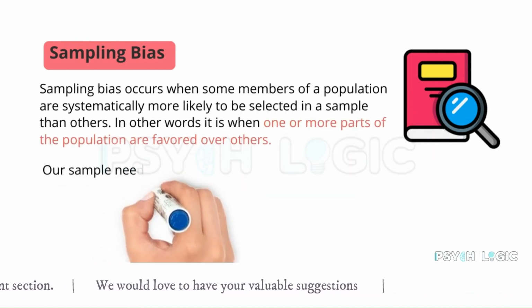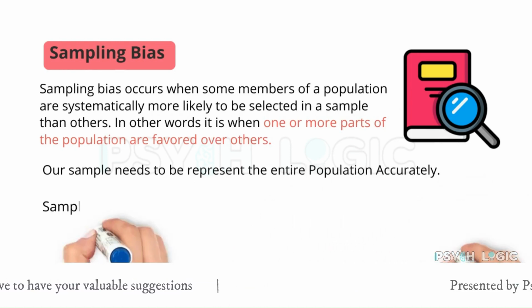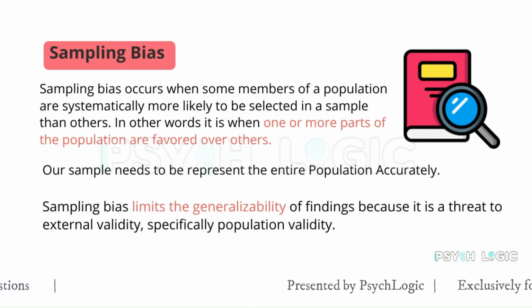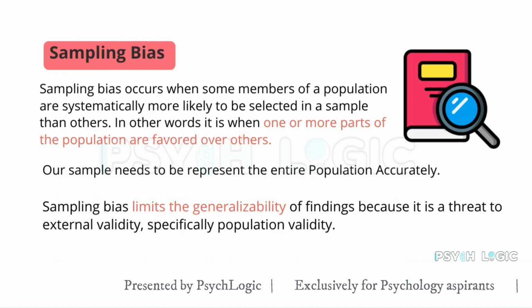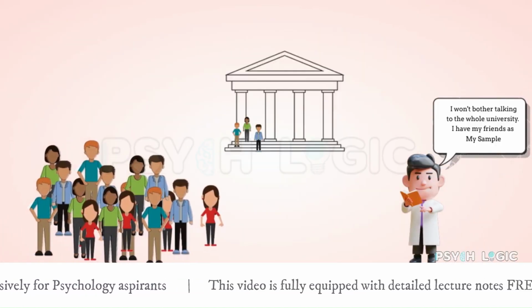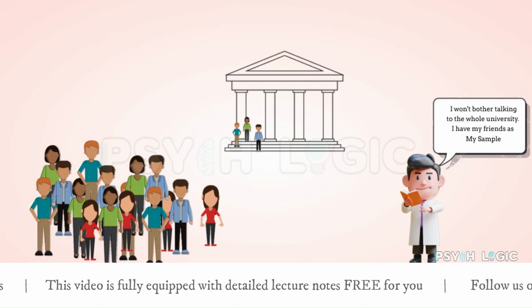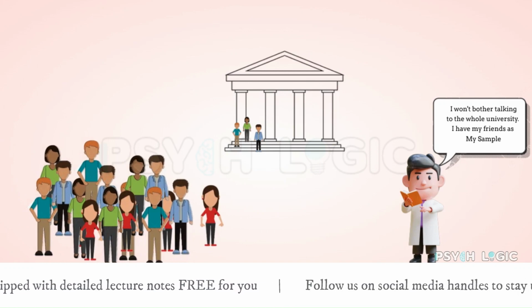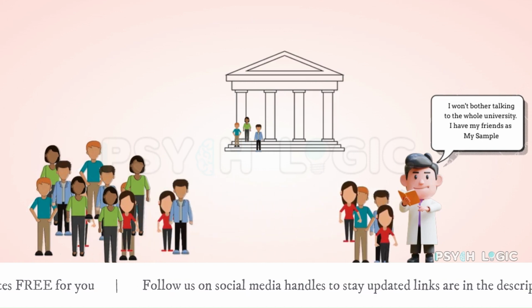For example, if I'm an introvert, I would only choose my friends to research upon as my samples. Now, that would bring some obvious bias, like if I'm conducting a research upon my university. Now understand this, my sample is not representing our entire population. It's just a bunch of my friends.